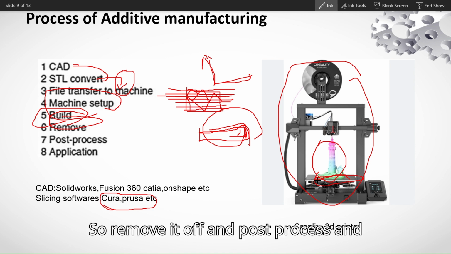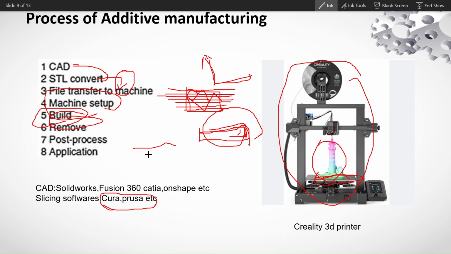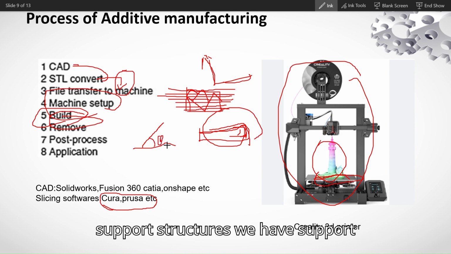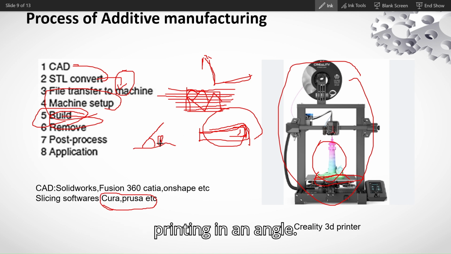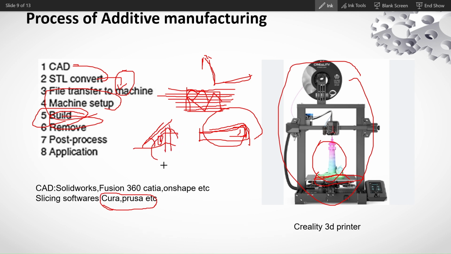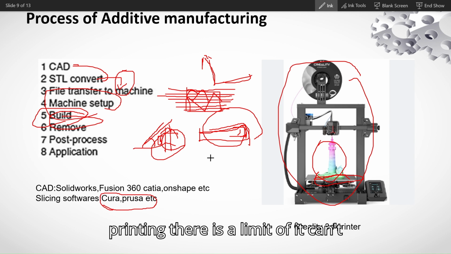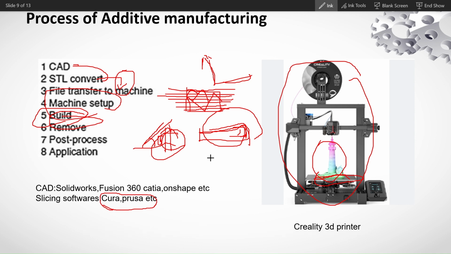So remove it, and then post-process and application. Post-processing may be painting it and removing the support structures. Support structures are needed, suppose the metal is printing at an angle. This is the build plate, and this is printing somewhere at some angle. There is always a limit, even for 3D printing, that it can't print in this orientation, because it doesn't have any support on this side.